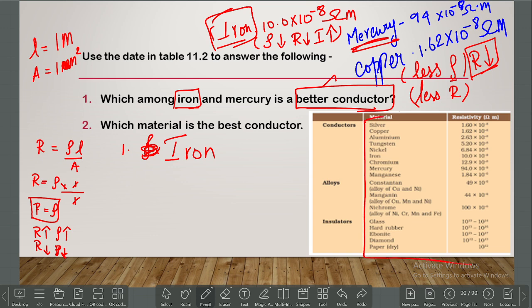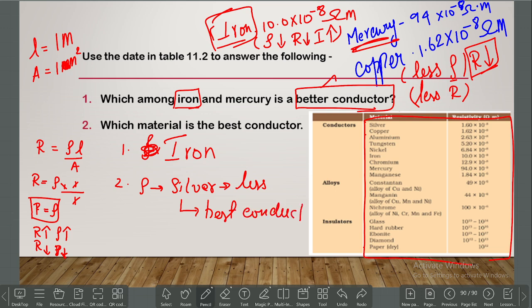Next, which material is the best conductor in the given table? If you look at the table values, the resistivity of silver is very low compared to the given materials. That means the best conductor is going to be silver. But we do not use it widely, the reason being that it is more expensive compared to the remaining materials.